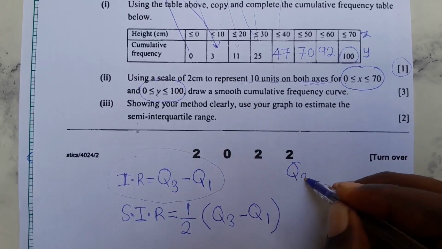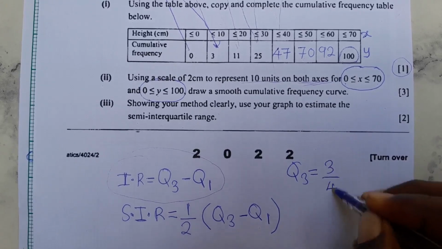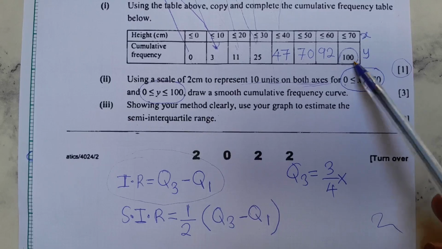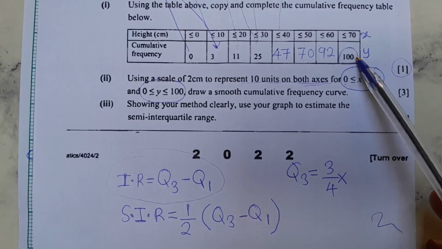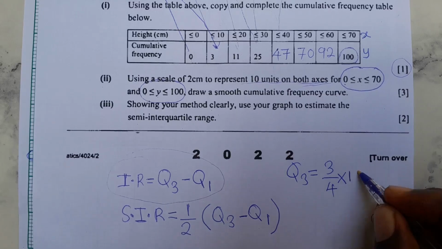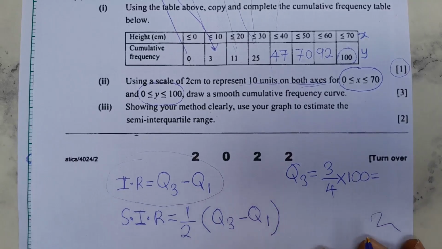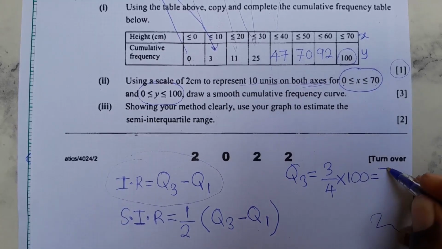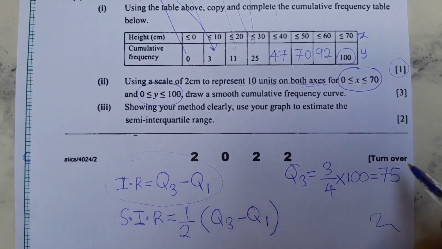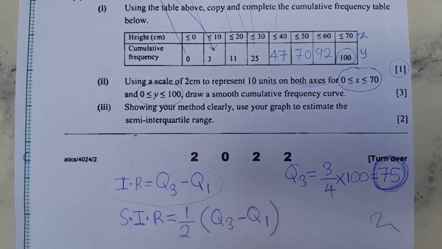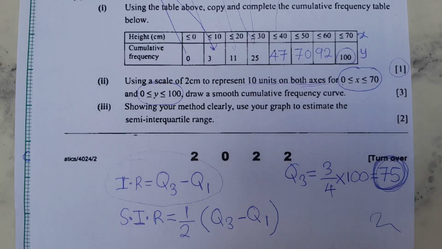You say Q3 is equal to 3/4 times, you check on this table that is here, the highest number there is 100. So you multiply by 100. When you say 3/4 times 100, you are going to get 75. So this 75 is not your answer, but it is showing you where the actual answer is.